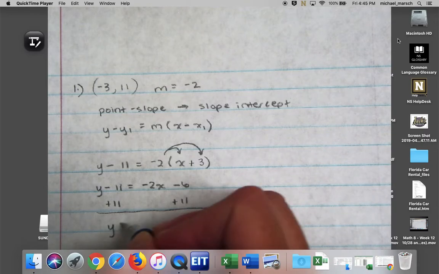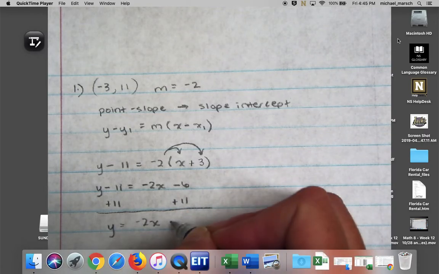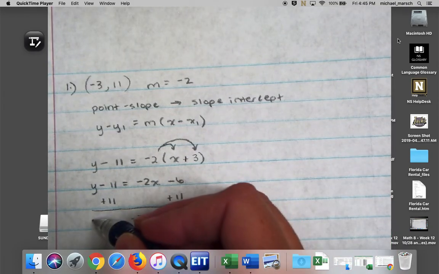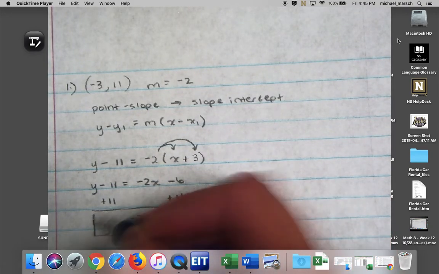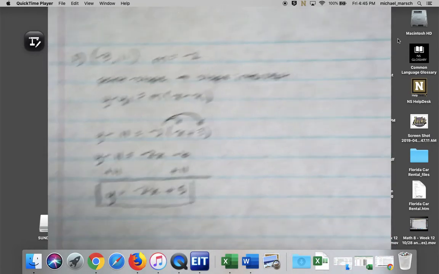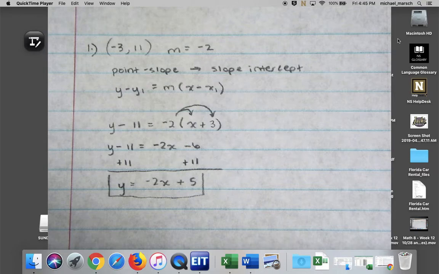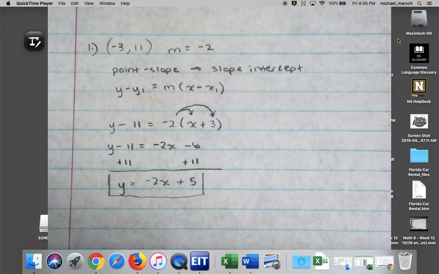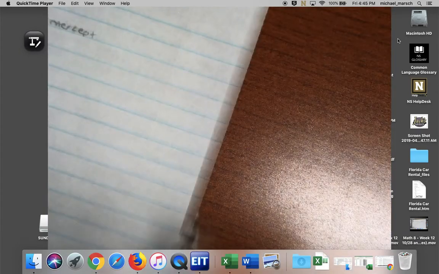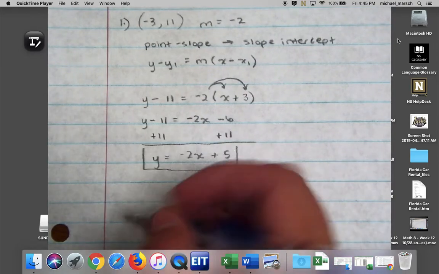And now I've got y equals negative 2x plus 5. So there's my slope-intercept form for number 1. Okay. Question number 2 requires a little bit more work because I don't even have the slope. So when I look down here on partner A, set 1, now I'm going to do question 2. First I have to find the slope, right?